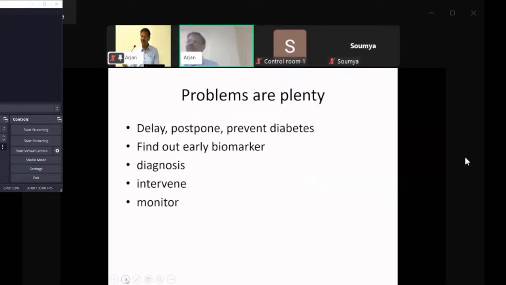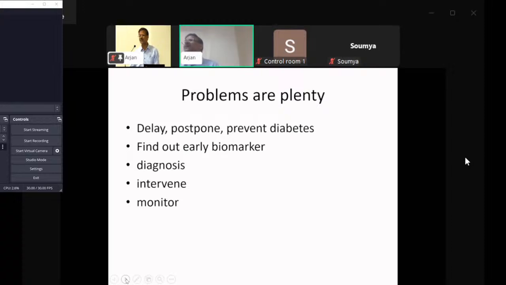So one is to delay, postpone or prevent diabetes, and find an early biomarker. Early biomarker meaning that, generally, if we go by the natural history of hyperglycemia, approximately 10 years before blood glucose starts rising, some abnormality starts. So can we pick up that time so that we can postpone the diabetes? That can be another research question related to early diagnosis.